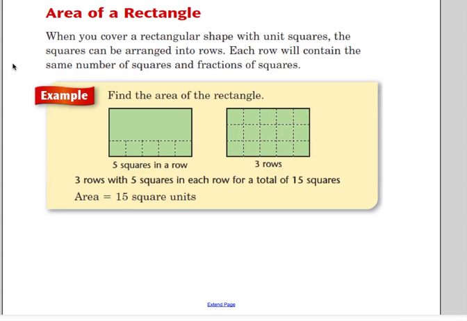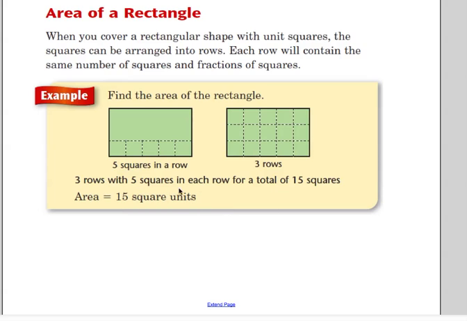Now, we're going to be talking about areas of rectangles in this lesson. When you cover a rectangular shape with unit squares, the squares can be arranged into rows. Each row will contain the same number of squares and fractions of squares. So for example, if we had to find the area of this rectangle here, we can see that we've got 5 squares in a row and 3 rows of 5 squares. Remember when we did those arrays? It's kind of similar there, except for now we've got square arrangements instead of dots.